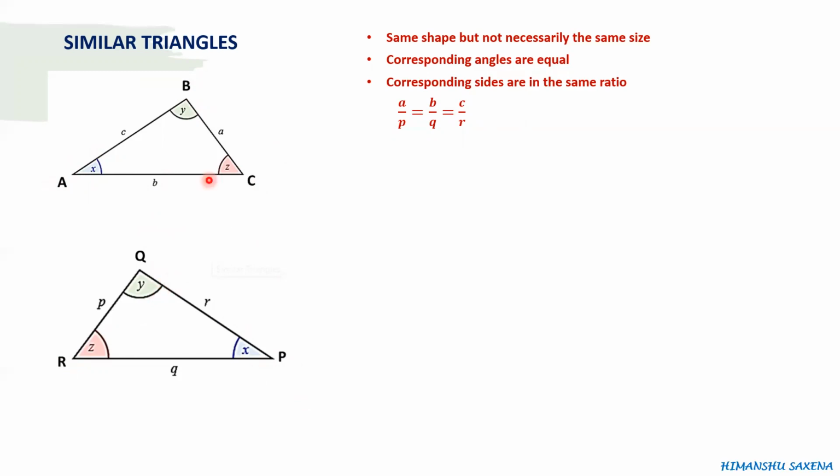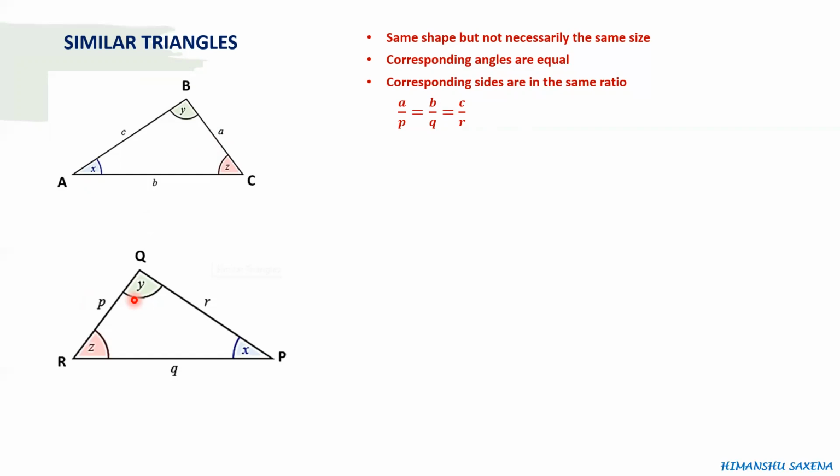Similarly, corresponding sides means, so this angle is Y, the measure of this angle is Y, opposite to it is side B. Similarly, measure of this angle is Y and opposite to it is side Q. So B and Q are corresponding sides. If you look at this, the measure of this angle is X, the opposite side is A. So here we will find where is X. So this is the measure of the angle X here. So opposite side is P. So here A and P, they are corresponding sides. So sides opposite to the equal angles are corresponding sides.